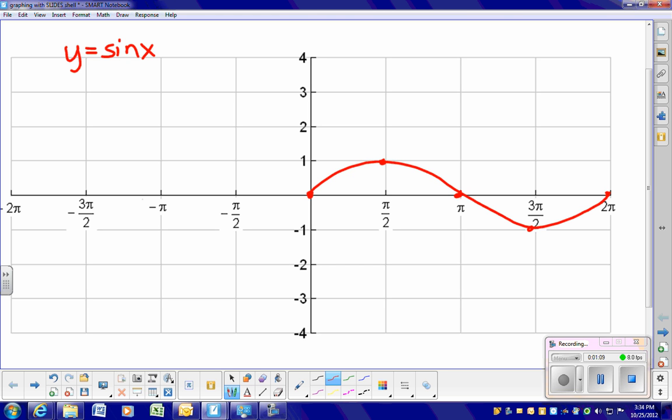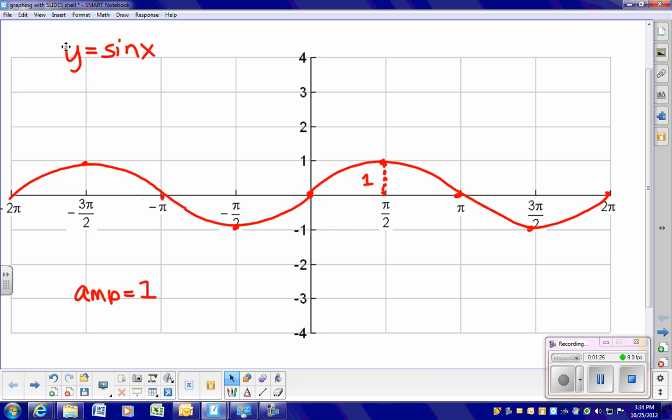We said that this is an example of a periodic function. This is a function with amplitude 1 because the distance from the midline up to the top of the hill, this distance right in here, is 1. And so the amplitude is 1. And we said that the period of this function was 2 pi because the length of one cycle of the function is 2 pi. So this is the period.